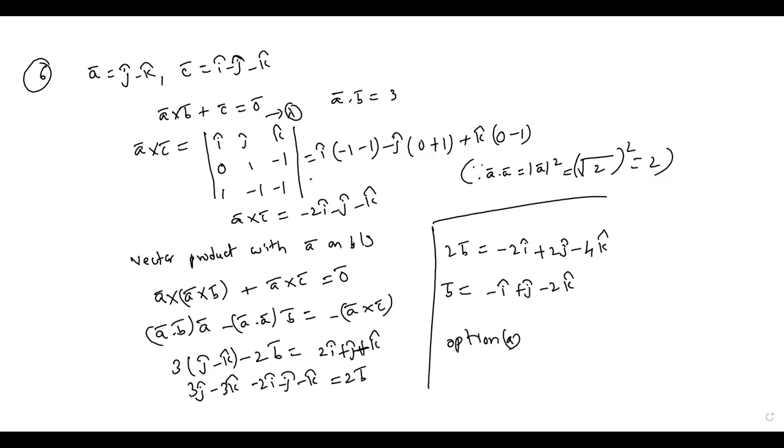Now question number 7. What is given in 7? A bar, B bar, C bar are three unit vectors such that A bar is perpendicular to the plane of B bar and C bar, and the angle between B bar and C bar is pi by 3. Okay. Now we are clearly given the values. Unit vector is given.